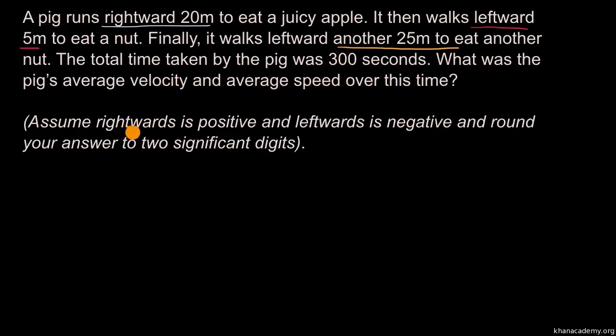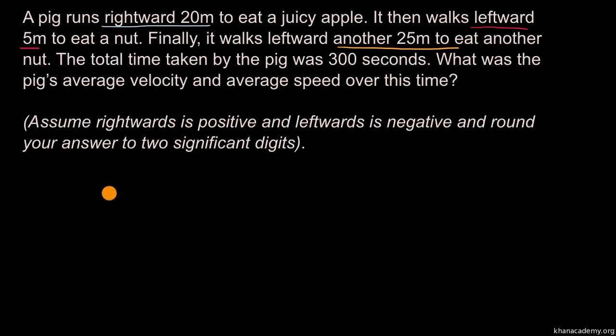And assume rightwards is positive and leftwards is negative, and round your answer to two significant digits. So, pause this video and try to work it out on your own. Alright, now let's do this together. And first, let's just draw a diagram of what is going on.